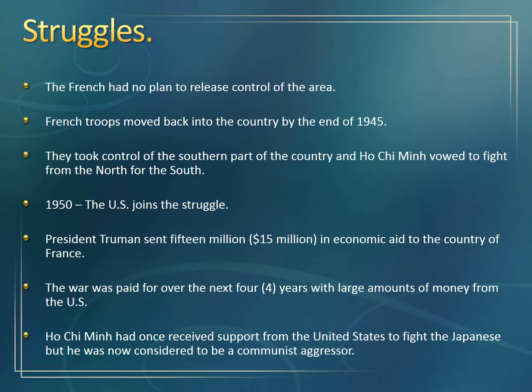In 1950, the U.S. decided to join the struggle. President Truman sent $15 million in economic aid to the country of France to help fight the conflict in Vietnam. And over the next 4 years, most of the money for the struggle came from the United States. So France used a lot of the U.S.'s money to help fight this.